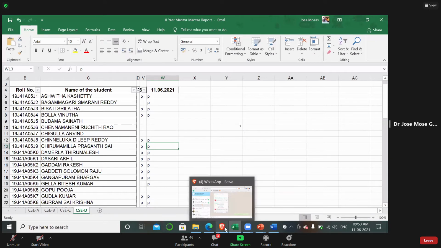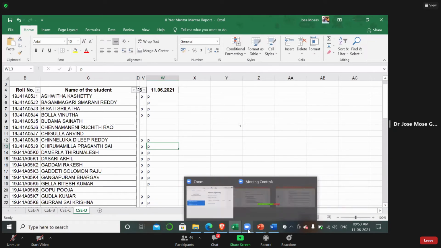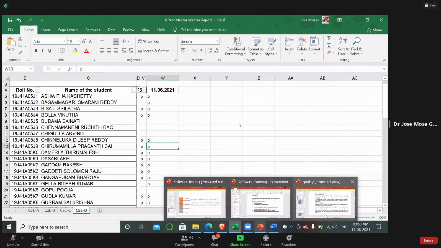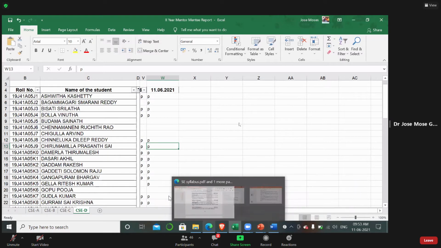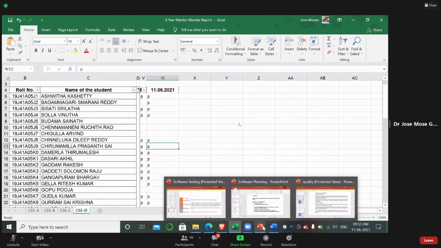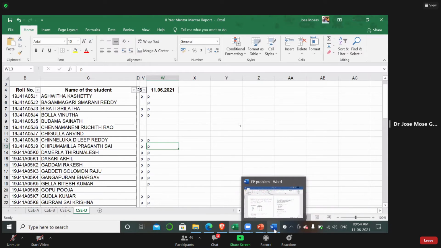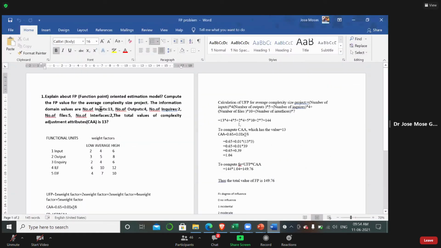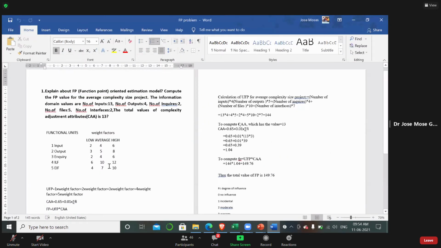So that is what we have discussed in our previous classes. Does anyone have any doubts regarding this? You can ask me any questions. Yesterday, one person asked about FP analysis, and at that time I could not repeat it because there was less time. So for today, we have discussed this function point analysis problem also.